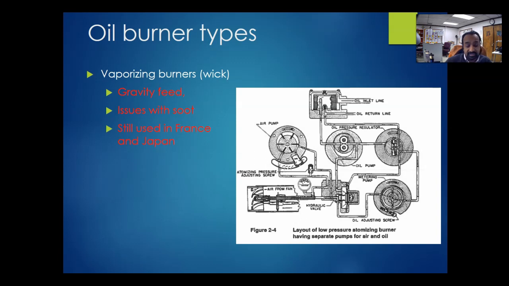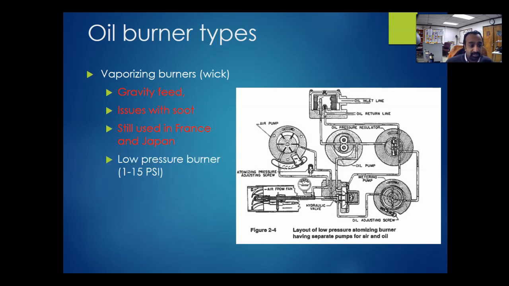It's especially used in France and Japan for places where there's no electricity and there's a lot of earthquakes and issues with storing oil. So it's very old-fashioned, but it's still used and it's very efficient. And it's something to think about if you are going to have a cabin in the woods and you don't have electricity and you want to have oil heat.